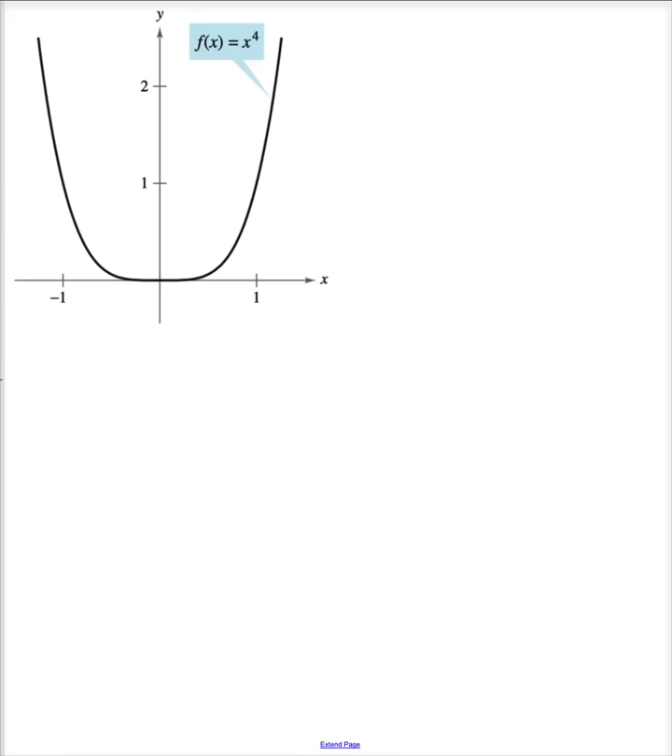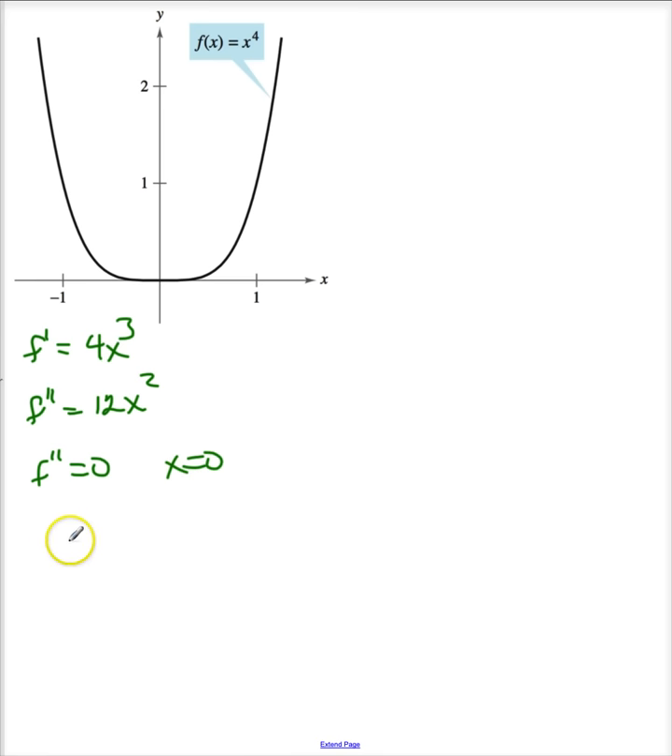Now when I look at this problem right here, f of x is x to the fourth. Let's take the first derivative, and that's 4x cubed. The second derivative is 12x squared. Now, the second derivative is equal to 0 when x equals 0. However, this is not an inflection point.